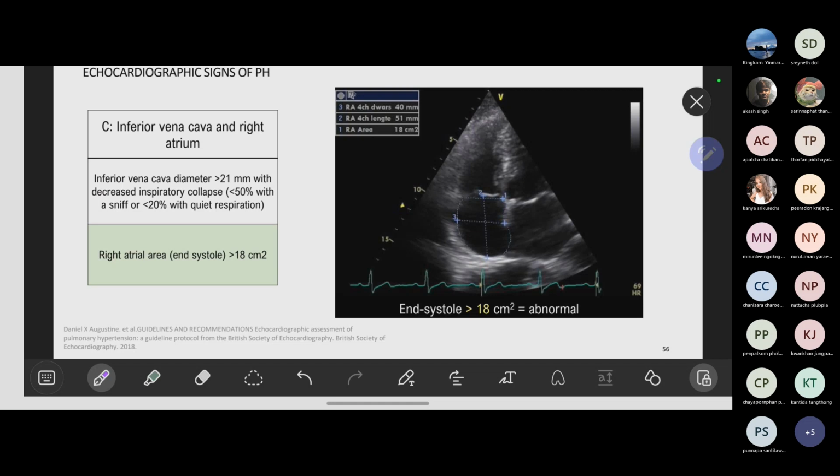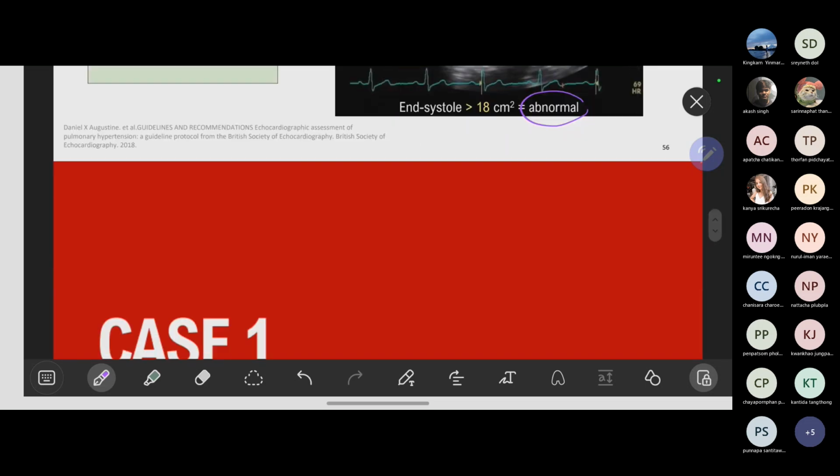We trace the RA area from the plane of the tricuspid valve along the interatrial septum to the other side of the tricuspid valve, so you will get the RA area. If it's more than 18 centimeter squared, it is abnormal.